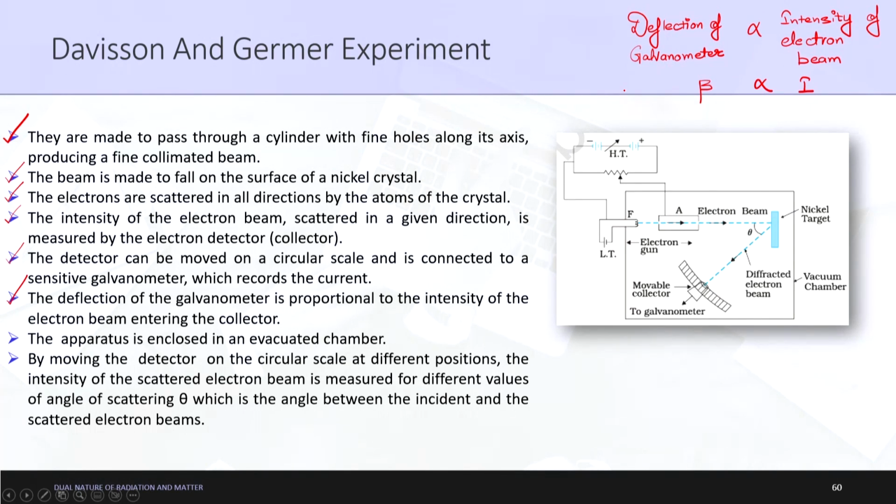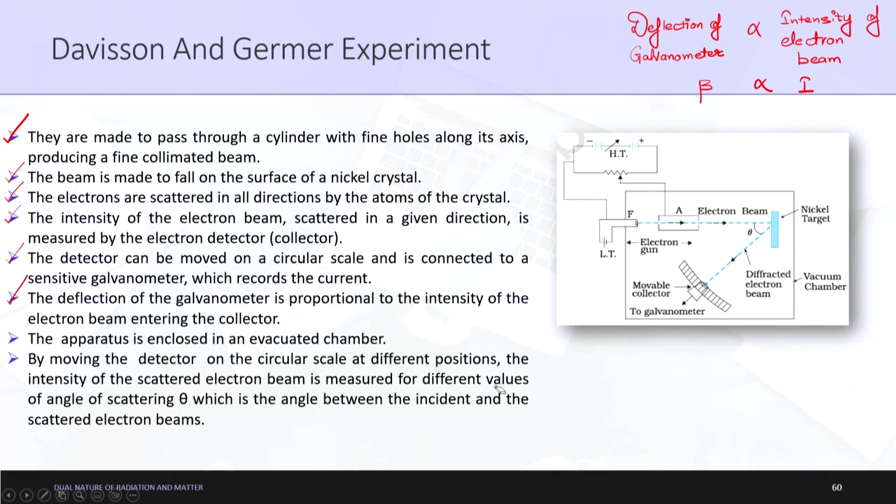So, basically this is one of the crux we found out using the Davisson and Germer experiment. The deflection of the galvanometer is proportional to the intensity of the electron beam entering the collector. The apparatus is enclosed in an evacuated chamber. So, again, this is the use of the evacuated chamber.